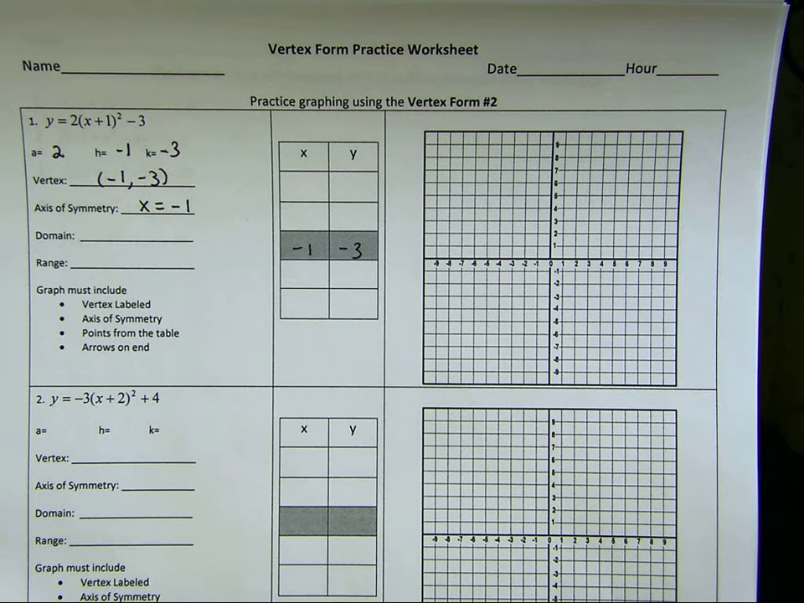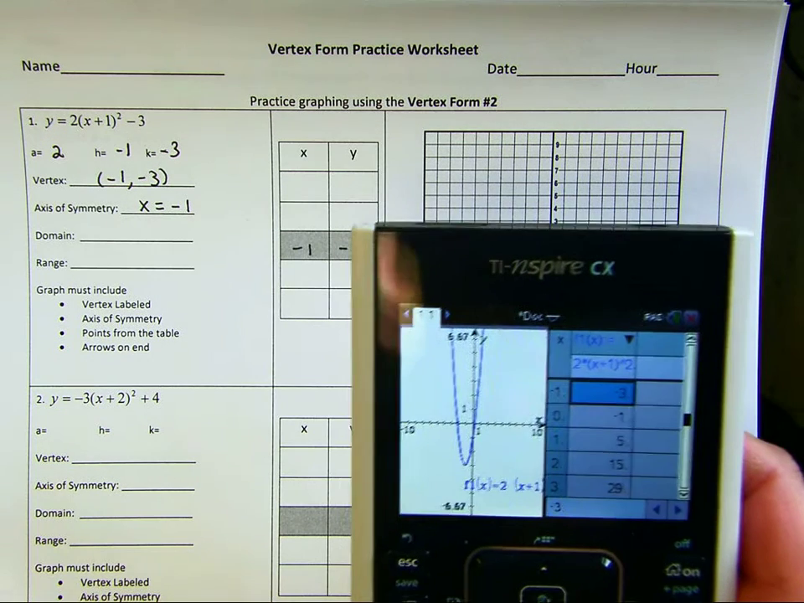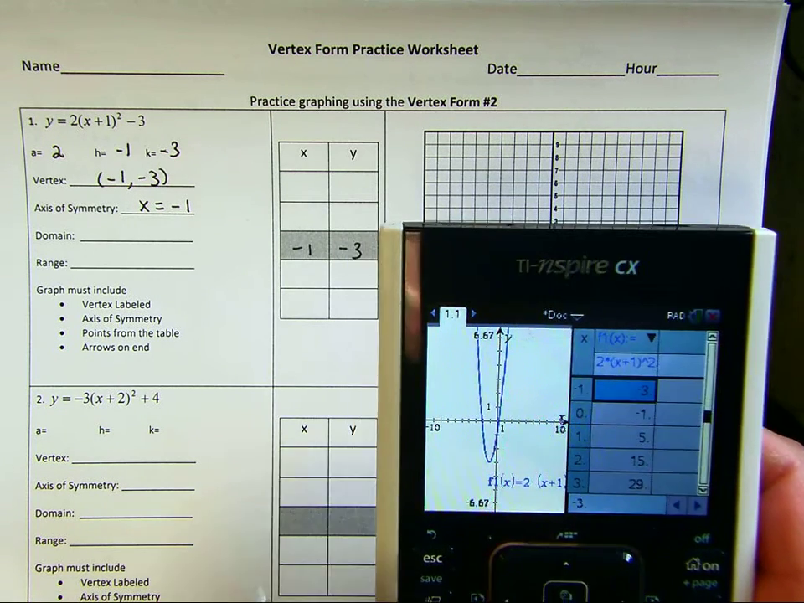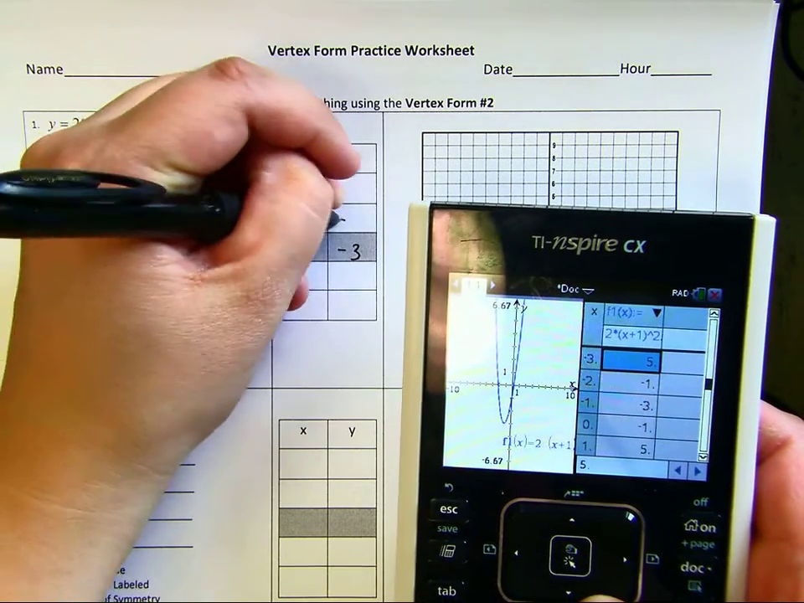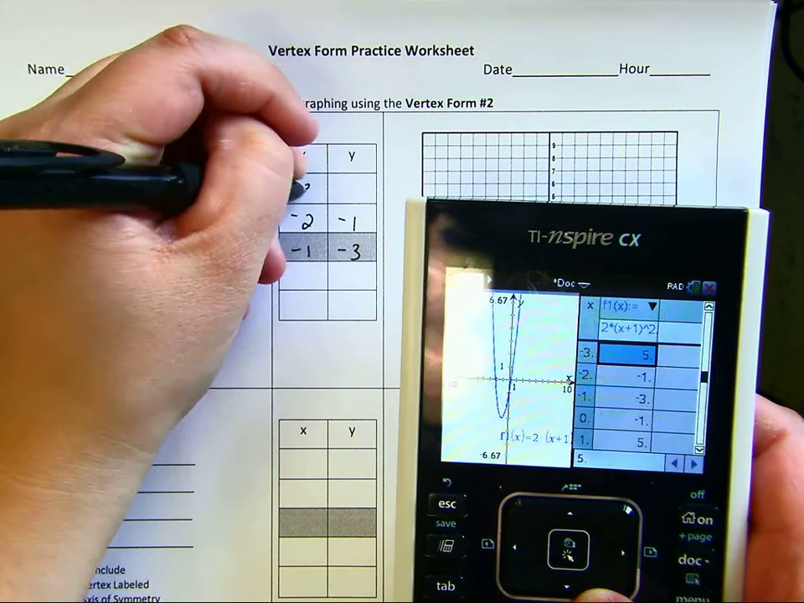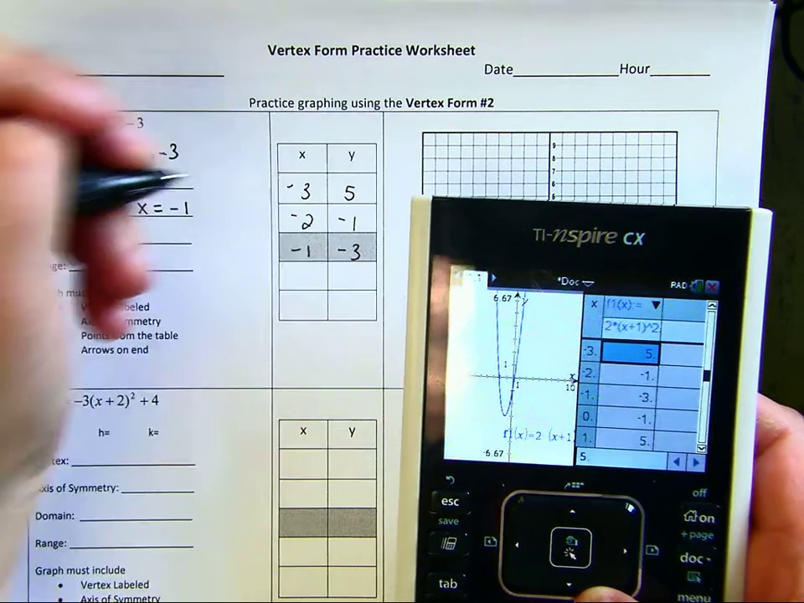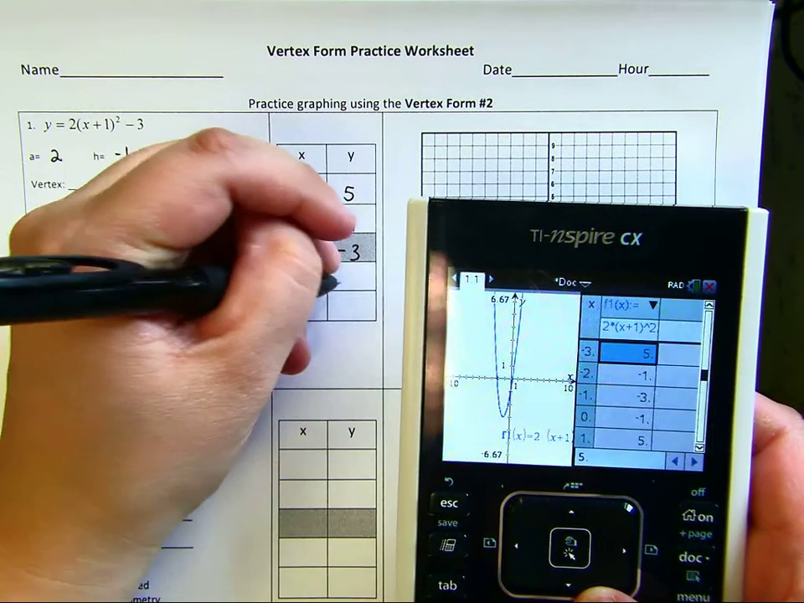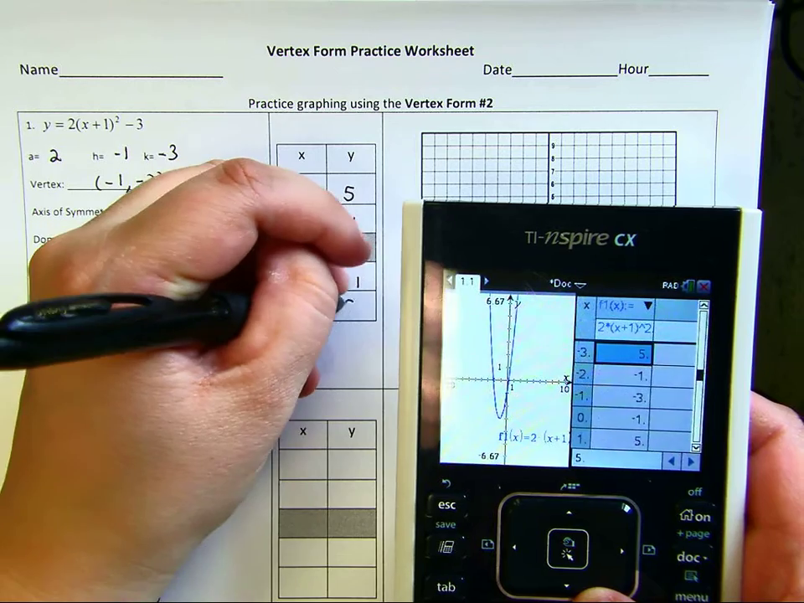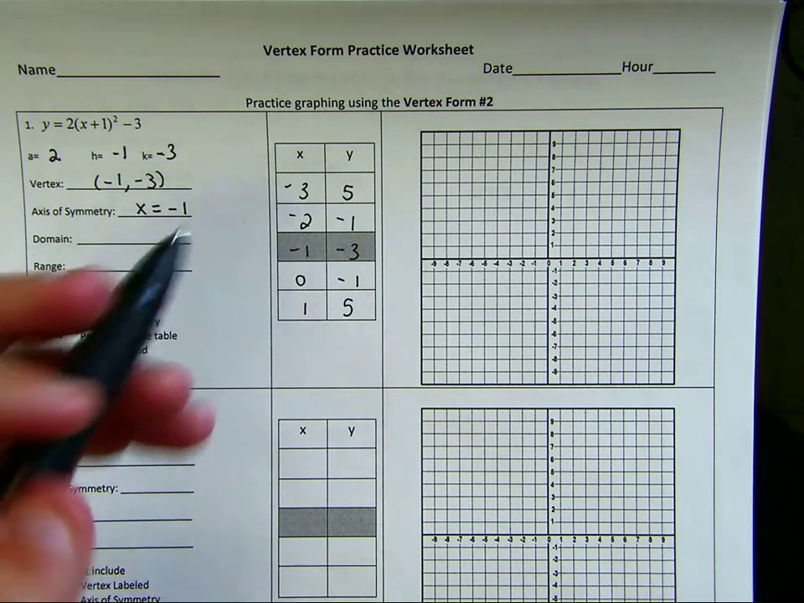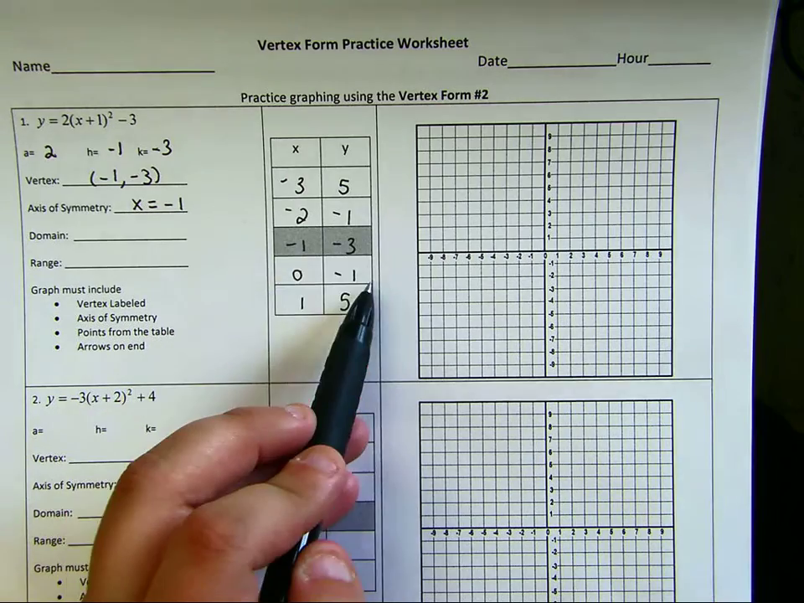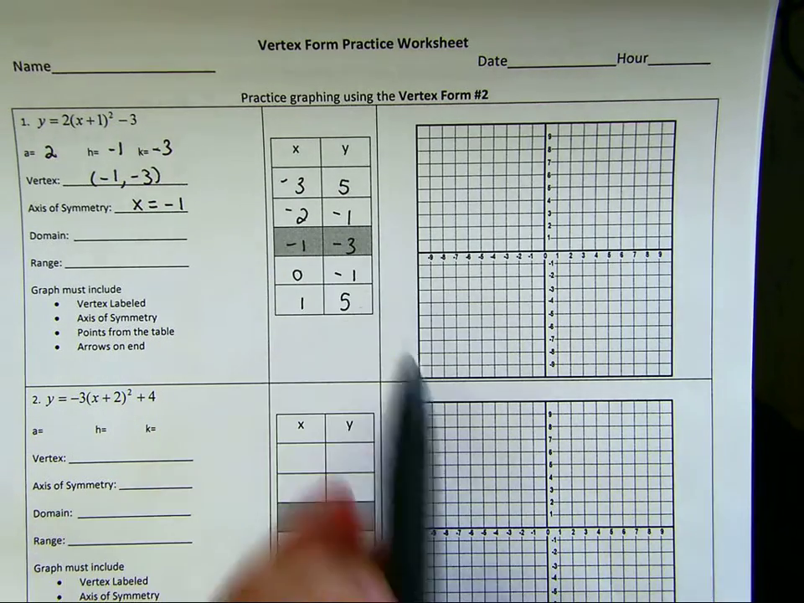Now from there, you can either use the graphing calculator or a graphing calculator online and find -1, -3 and build your table around there. So -2, -1, -3, and then 5, 0, -1, 1, 5. Notice that the y values are the same around your vertex.